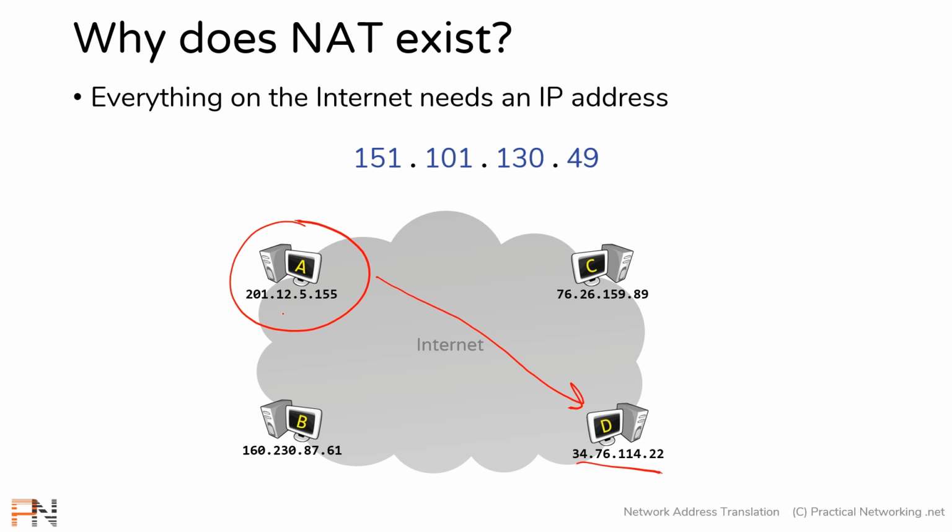Moreover, since host A also has an IP address, it can provide the source IP address to host D so that host D can respond back to the original sender. That's how the devices on the internet communicate using these IP addresses.